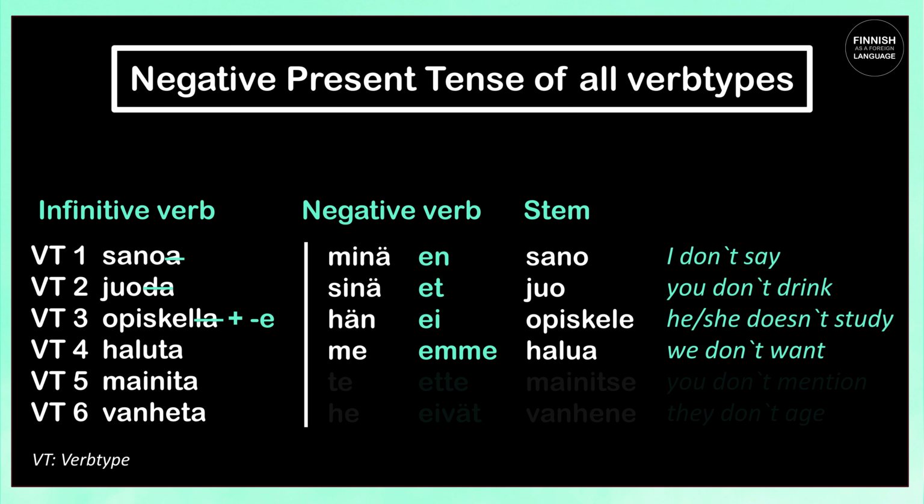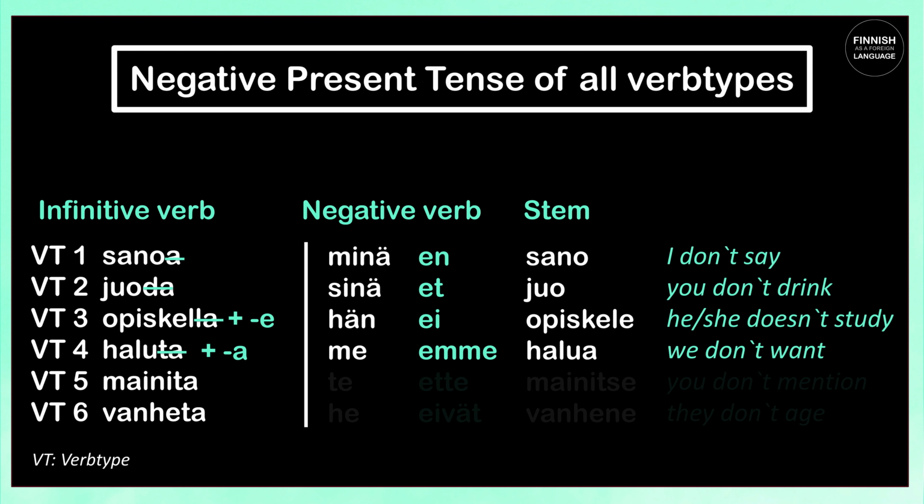Me emme means we don't, and halua is the verb stem of haluta. In order to get the verb stem of verb type 4, we also have to remove the 2 last letters of the infinitive verb, which means haluta changes to halu. And then we have to add the vowel a to it, and we get halua. Halua is the verb stem of haluta, which is why we say me emme halua, meaning we don't want.